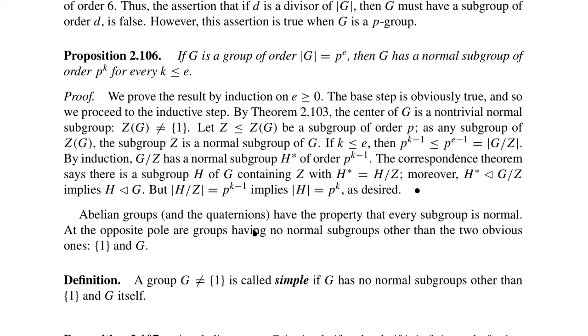Okay, so I believe that this makes sense. I mean, the correspondence theorem allows you to have the bijective correspondence between the subgroups and the subgroups that contain Z. I mean, here Z is a normal subgroup. Okay, yeah. So H star is equal to H mod Z. That also, because H star has order P to the K minus 1, right?